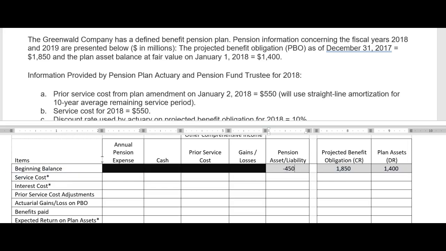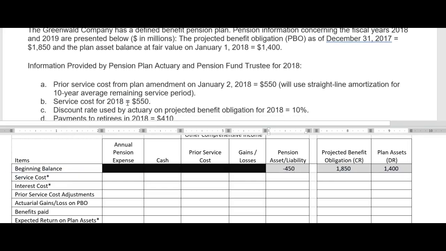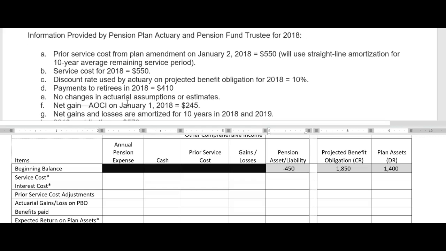Number 1 was service costs. So let's read our problem here. What information do we have? Well, here it says prior service costs from plan amendment on January 2nd. Well, that is not the service cost for the current year. That's going to be a prior service cost adjustment. We're not there yet, so let's move on. Service cost for 2018 is $550. That's what we're looking for.